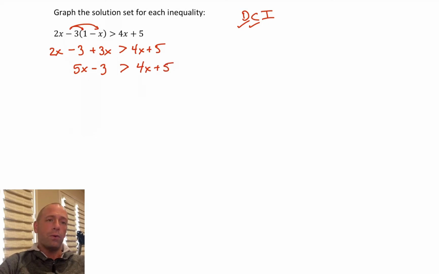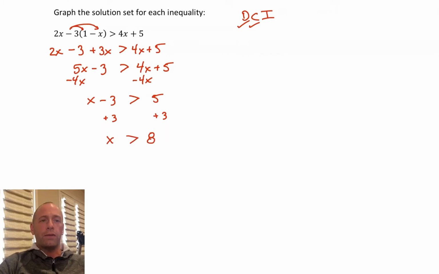So I could get rid of the 4x or the 5x. I'm going to get rid of that 4x by subtracting away 4x from both the left and the right-hand side. I'm left with x subtract 3 is greater than 5. We add 3 to both sides, and we get an answer of x is greater than 8.